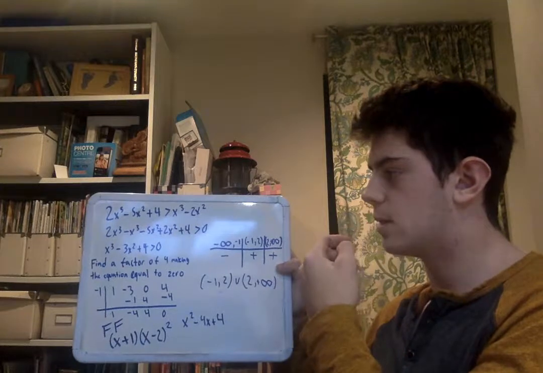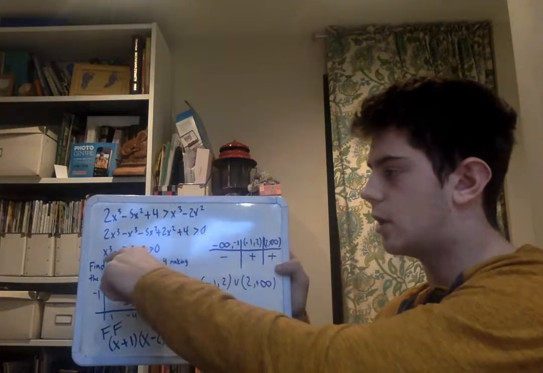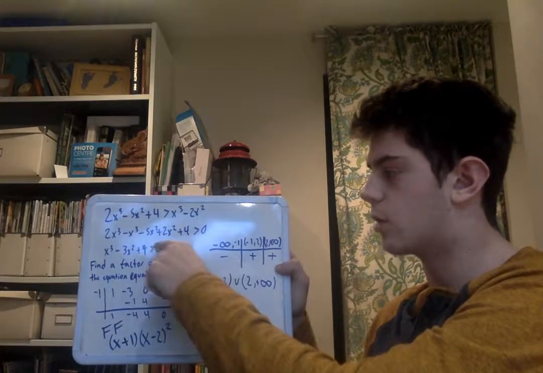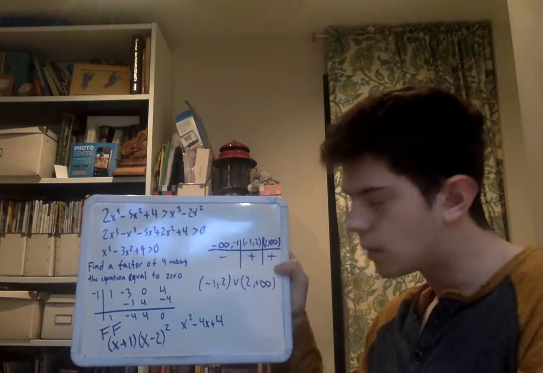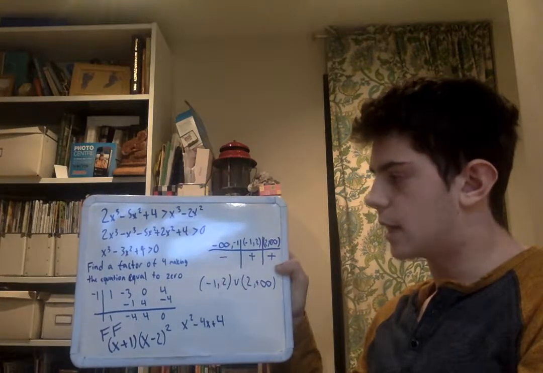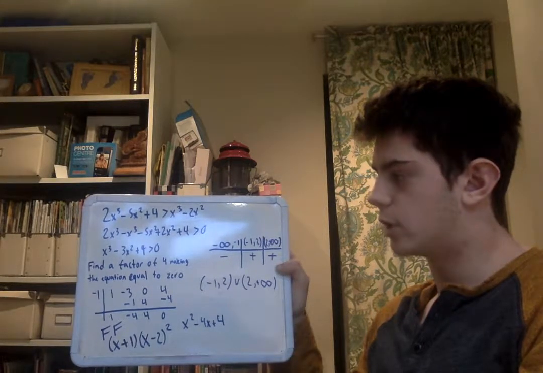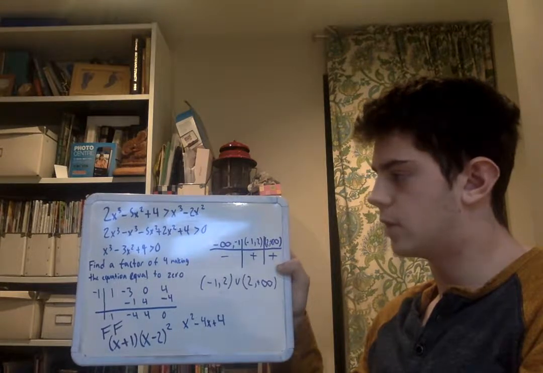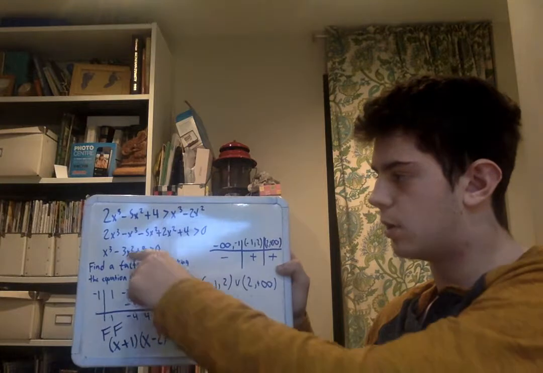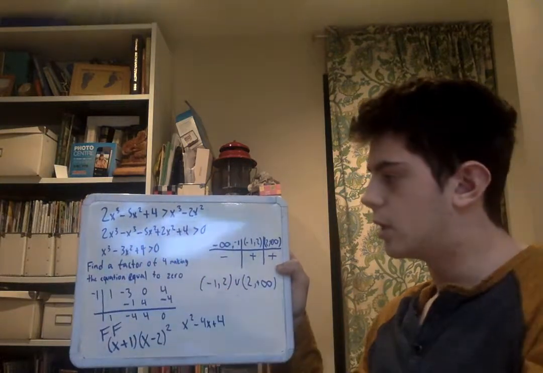it simplifies to a polynomial function of x to the power of 3 minus 3x to the power of 2 plus 4 is greater than 0. So to solve this, I want to find the x-intercepts of this polynomial function. So I used synthetic division. So first I needed to find a factor of 4, making this polynomial function equal to 0.